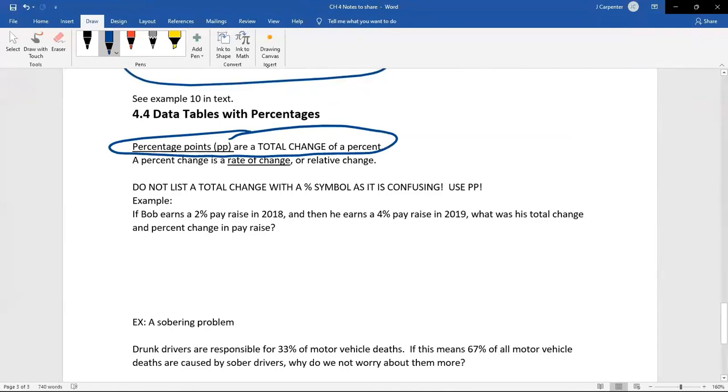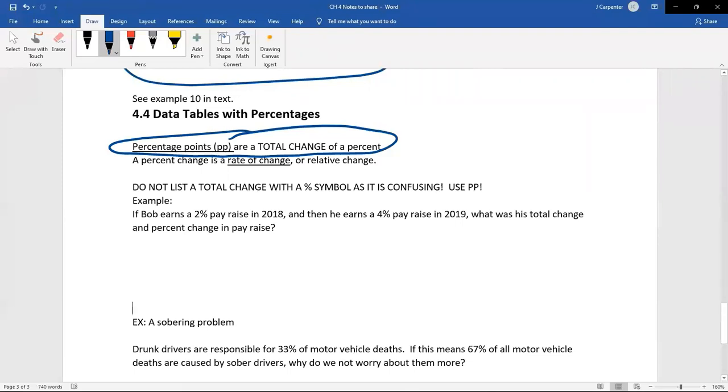So like, oh, we got a pay raise of this percent one year and then a pay raise of this percent one year, because we're talking about a change of a percent, not a change in apples or a change in money. The total change would be a percent, and then the percent change would also be a percent, and that's confusing. So that's why somebody just one day decided to use the phrase percentage points to represent the total change of a percent.